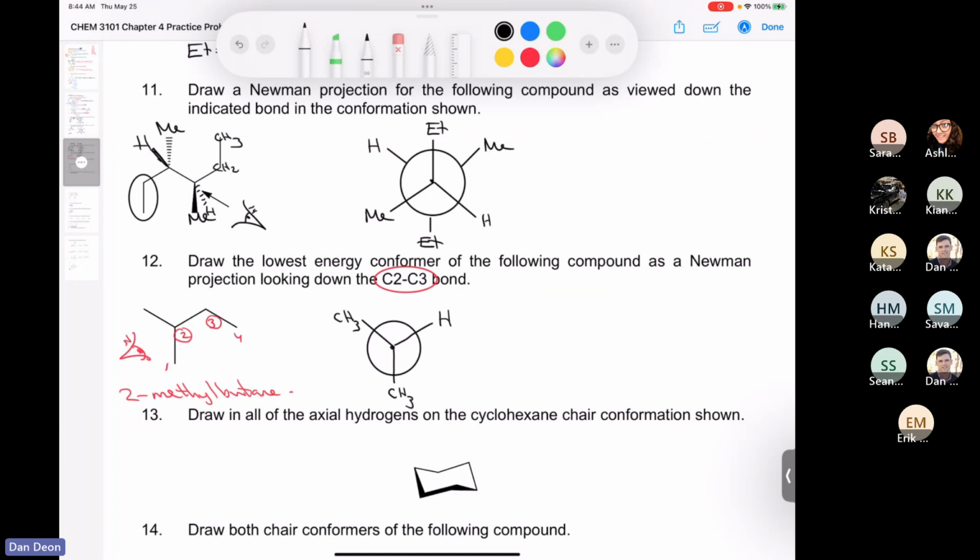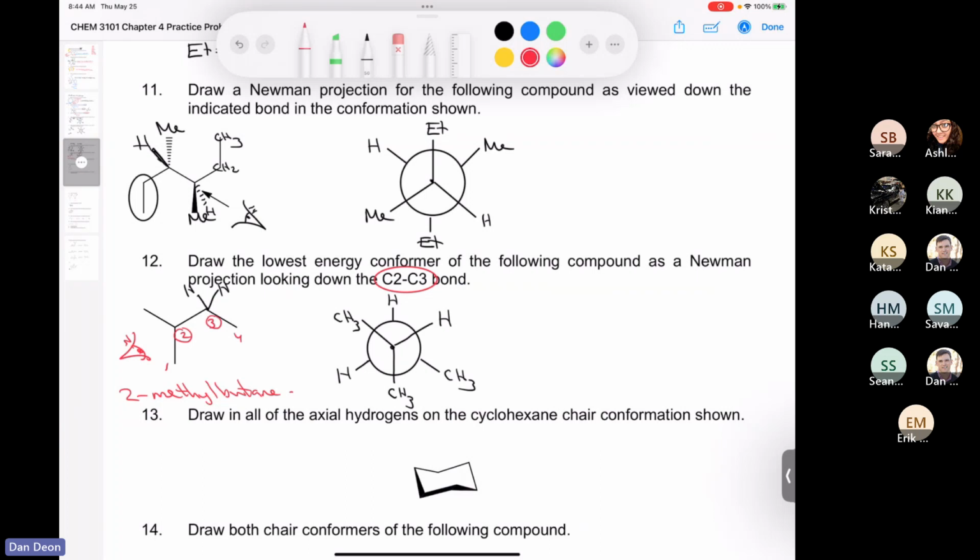Remember, it doesn't give us any kind of dashes or wedges or anything like that. So what I'm going to do is I'm going to put the methyl group over here. It doesn't matter where it is. I'm just trying to draw a Newman projection because I've got 2 protons here. I'll put 1 here and I'll put 1 here. However, this is not the lowest energy conformer, is it? Right? How do I know that?